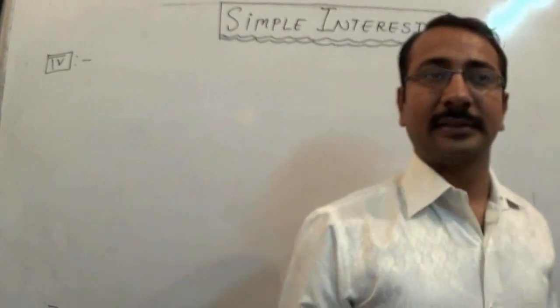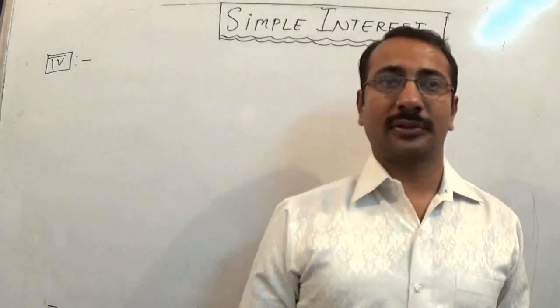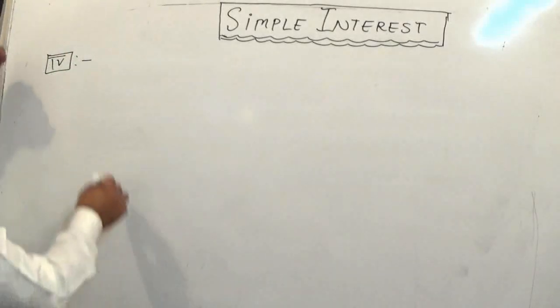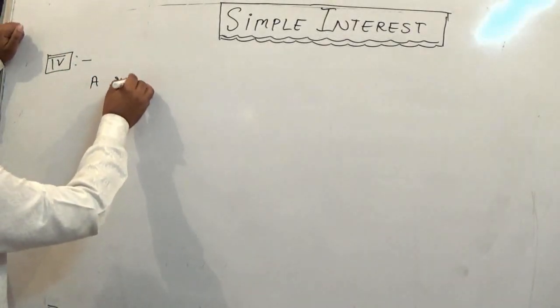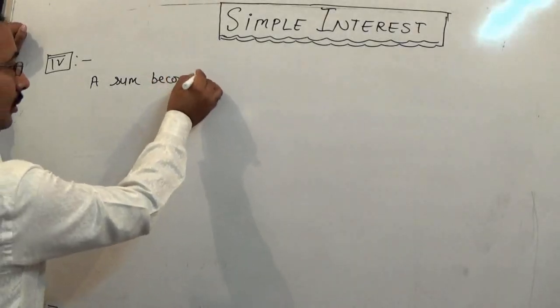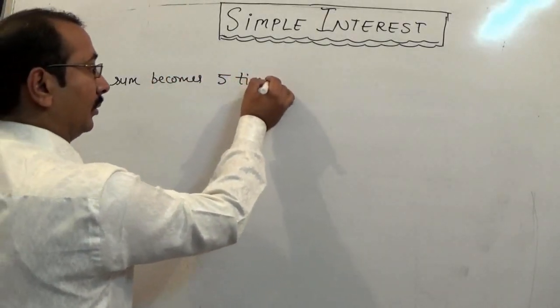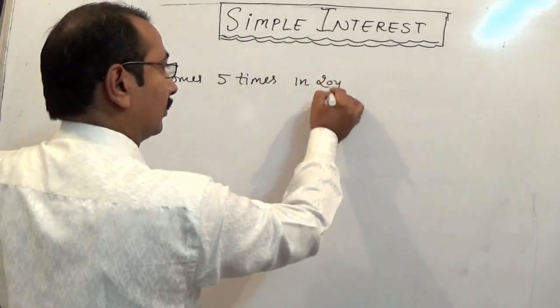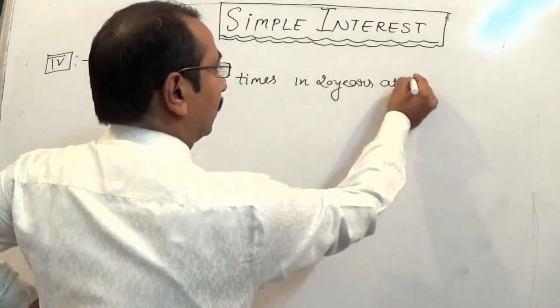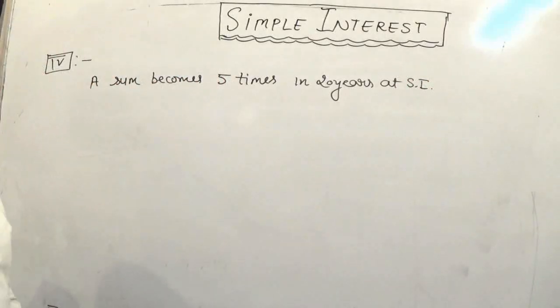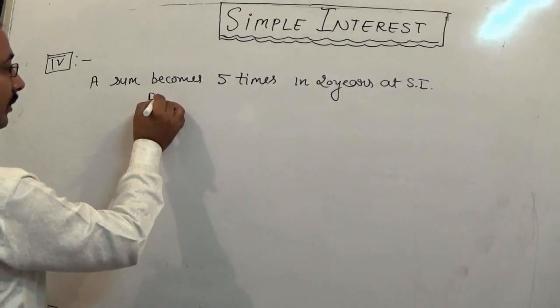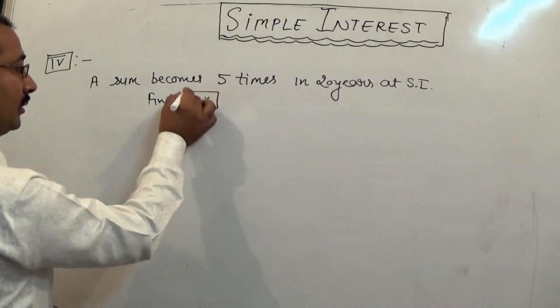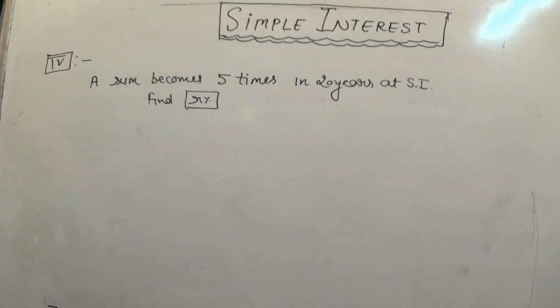Then we have the fourth type of problem, a very important type of problem and also very simple, and sometimes you commit mistakes in these types of problems. What this question talks about: it is given that a sum becomes 5 times in 20 years at simple interest. We have to find what the rate of interest is.